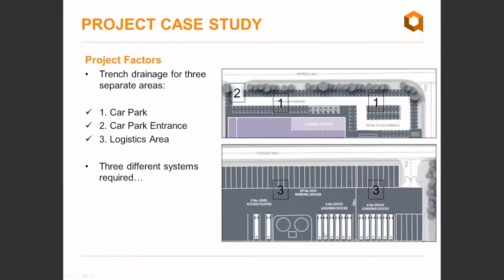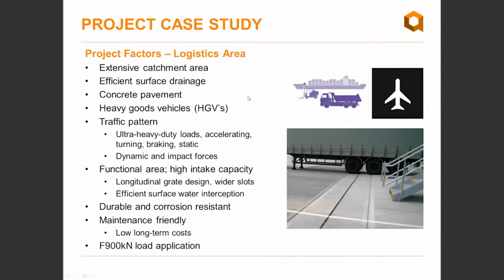So here you had traffic by heavy vehicles that were turning and moving over the system at speed. The project factors for this area was an extensive catchment area. Efficient surface drainage was obviously required. Concrete pavement was the surface, as you see here. The traffic was heavy goods vehicles, similar to this vehicle you see here with multi-wheels.